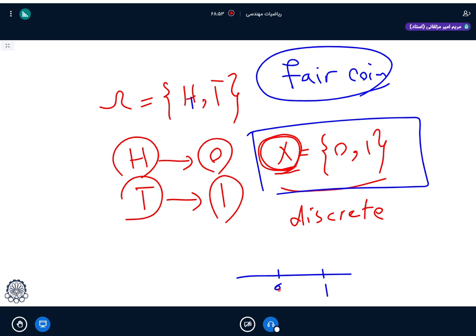What is the probability that this random variable takes the value 0? Can you say? 1 over 2? Yes, 1/2.